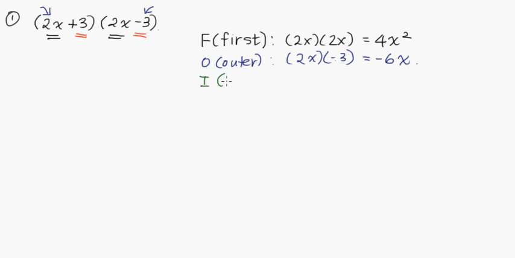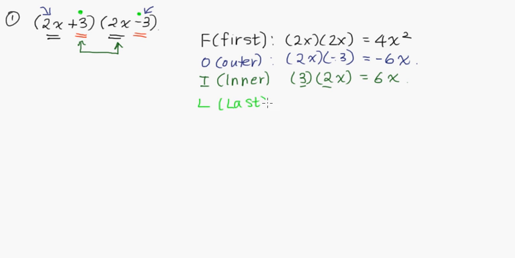Then we have inner. So that's 3 and 2x. So that is 3 times 2x. It's 3 times 2, which is 6 times x. And finally, we have last. Last is plus 3 and minus 3, which is 3 times negative 3 here. And that's negative 9.